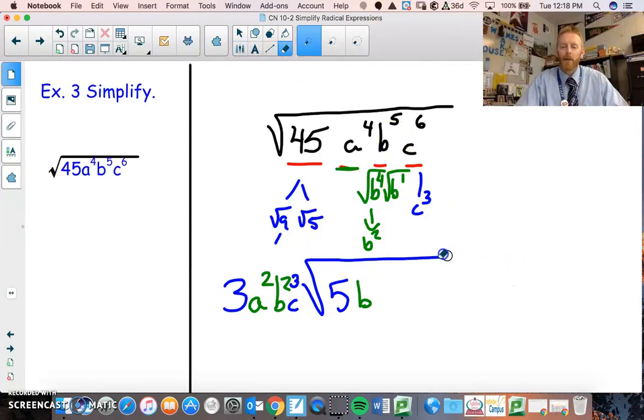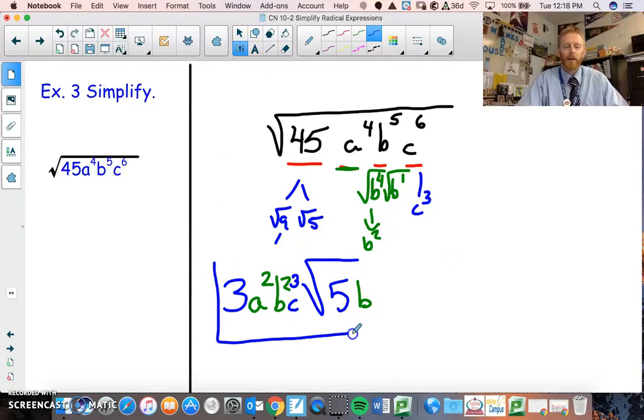So you'll see how that worked out is that all of my even number exponents just got cut in half, and then the odd stuff was left on the inside. So this would be my official simplified answer of the square root of 45, a to the 4th, b to the 5th, c to the 6th. We came out with a 3, a to the 2nd, b to the 2nd, c to the 3rd, and left inside the square root was 5, and then b to the 1st. And that's how these problems work here, folks. And this is using just the product property. Our next video, our day 2 of lesson 10.2, will be about using the quotient property.